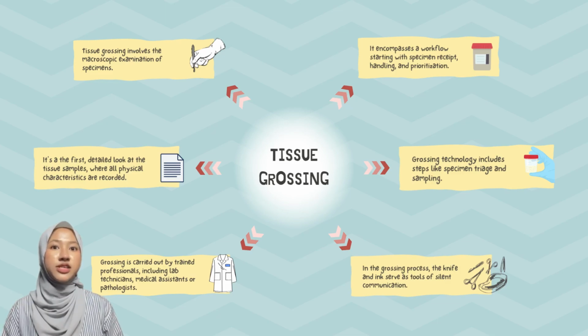In a histology lab, grossing is carried out by trained professionals, including lab technicians, medical assistants, or pathologists. The person responsible for grossing must examine, describe, and prepare each specimen carefully to ensure accuracy and consistency in later analysis. With the advancement in pathology labs, grossing now goes beyond just handling specimens. It encompasses a workflow starting with specimen receipt, handling, and prioritization.